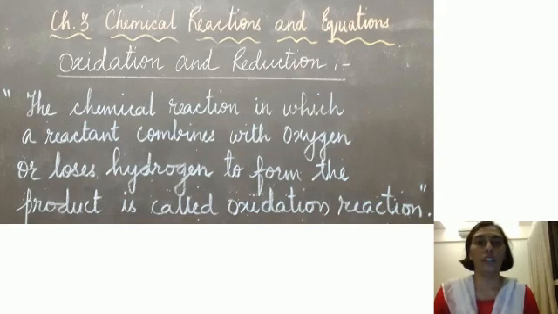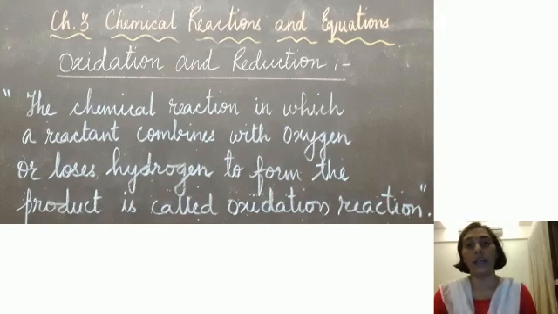Coming to the definition of oxidation reaction, that is the chemical reaction in which a reactant combines with oxygen or loses hydrogen to form the product is called oxidation reaction. So I hope these examples have made it clear what oxidation reaction is, that is either addition of oxygen or removal of hydrogen. We will be studying one more way in which oxidation is brought about in the next slide. And after that, we will be studying regarding reduction reaction.